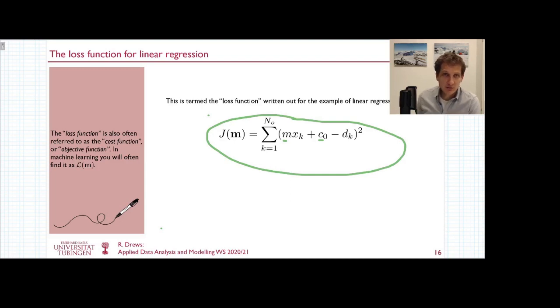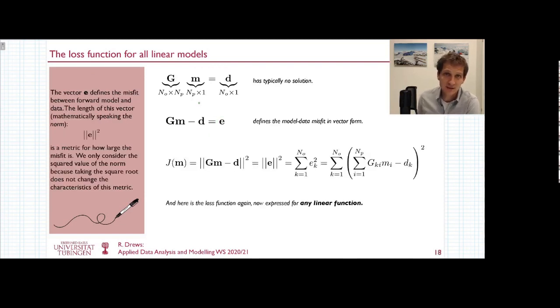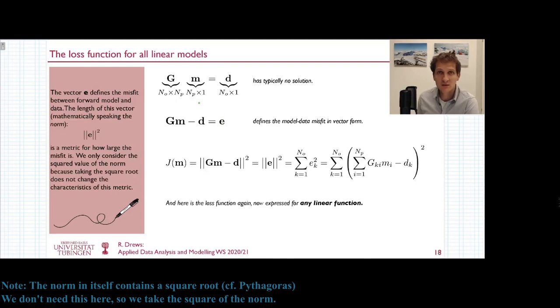Can we generalize this to other linear problems? Yes. For this, we go back to the standard form Gm equals D. Take the observations to the left-hand side and then quantify the misfit between forward model and observations in the model data misfit vector. And ideally, we would like that all of the components in that vector are small. And in the language of linear algebra, that means that this vector should have a minimum length. And the length is defined as the norm of the vector. And the norm you can calculate with the square sum of all of the individual components.